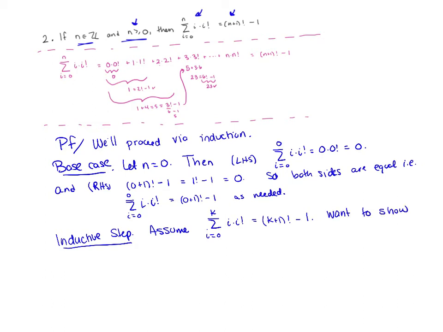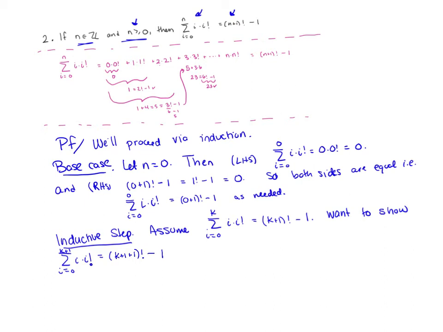I want to show that the sum of i equals 0 to k plus 1 of i times i factorial is equal to, my k becomes a k plus 1, and then we already have that other plus 1, so that's actually a k plus 2 factorial minus 1. Here, let me go ahead and make that an i factorial, to make it a little more clear.